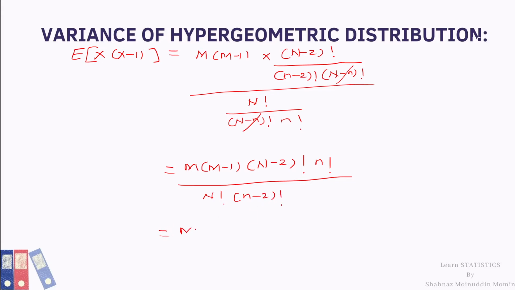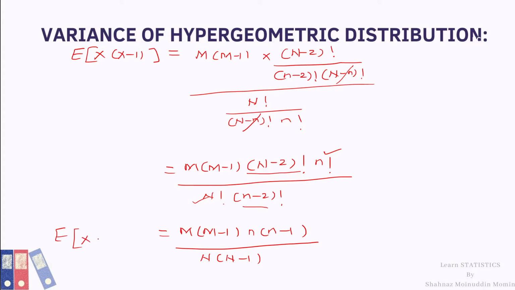Then m minus 1 into, this n minus 2 factorial get cancelled from this, and n minus 2 factorial cancel from this. So the remaining is n minus 1 in the numerator and in the denominator n minus 1. This is our expected value of x minus 1.